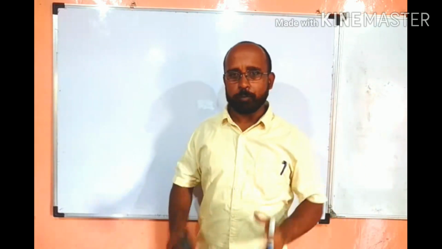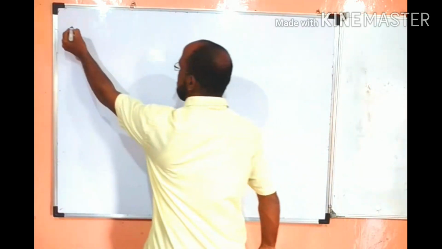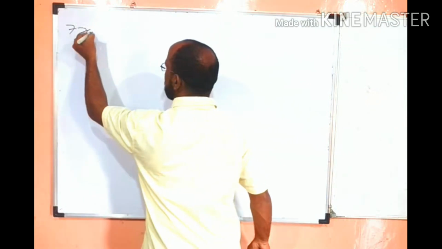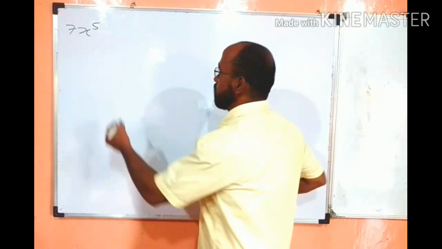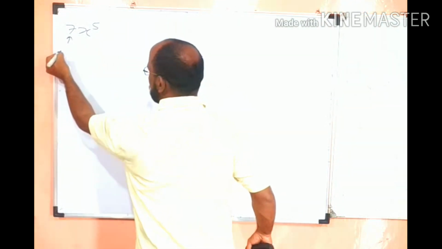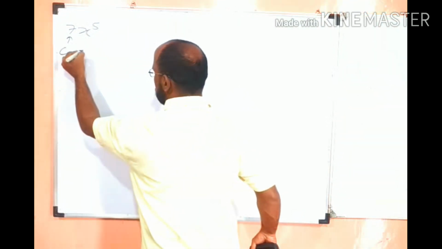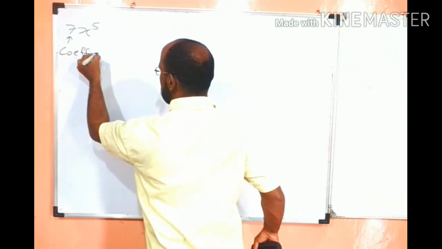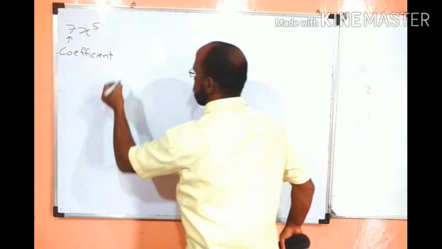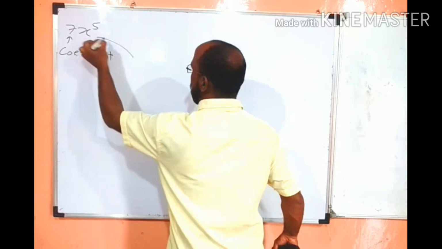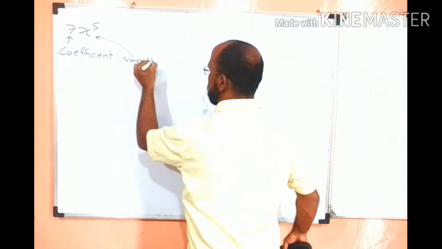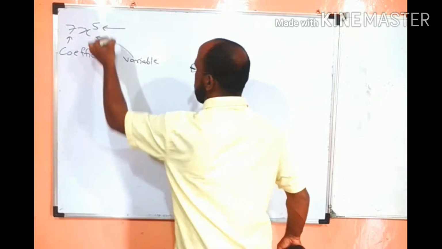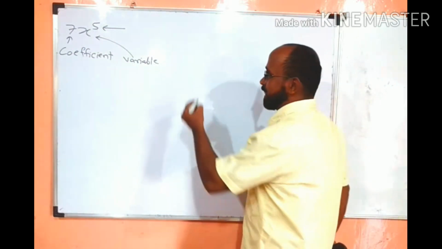Students, all of you know if I will write a term like 7x raised to 5. In this term, this 7 is called as coefficient. This x is called as variable. And this 5 is called as index.